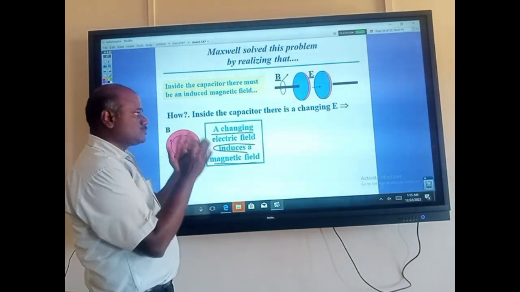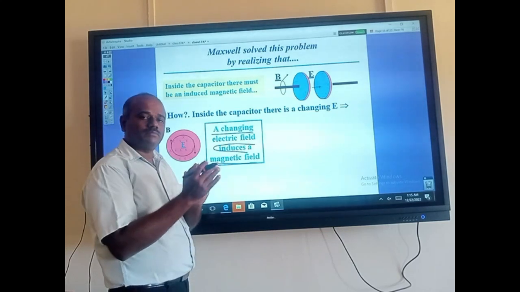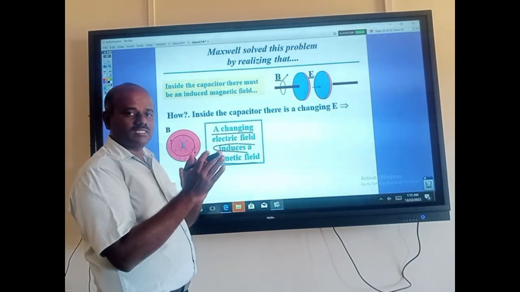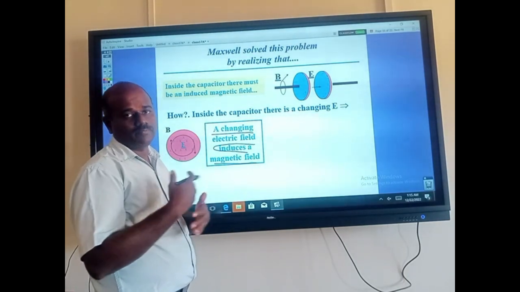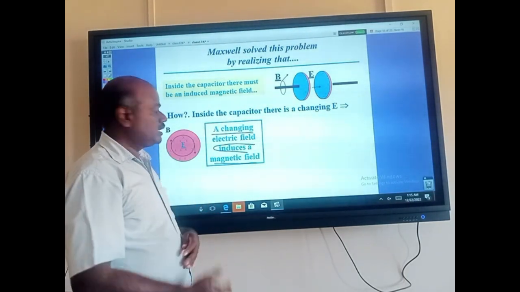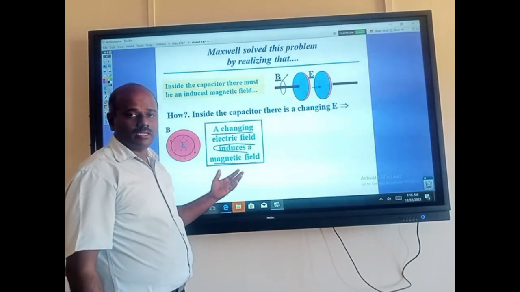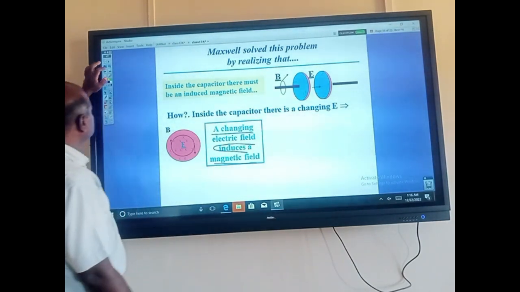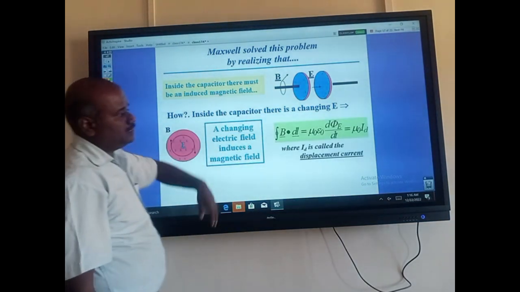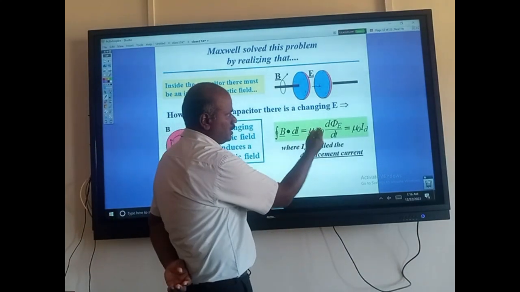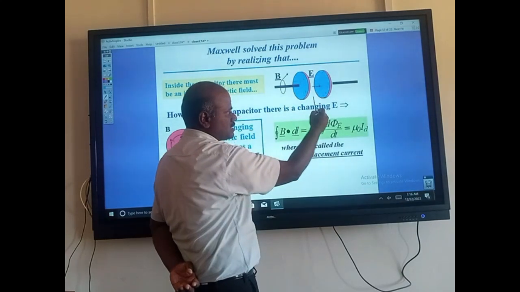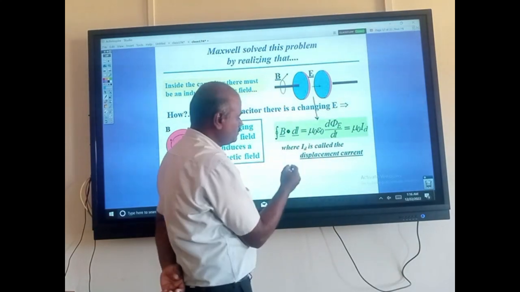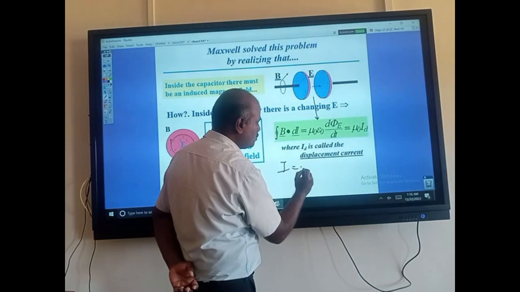So the first plate has more charges, the second plate has fewer charges. The charge difference takes place, so the electric field intensity continuously varies. This change in electric field is inducing the magnetic field. That is the reason. Now, in between the capacitor, where the dielectric medium is available, the current I equals 0.